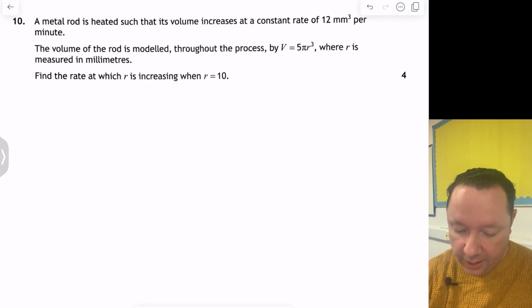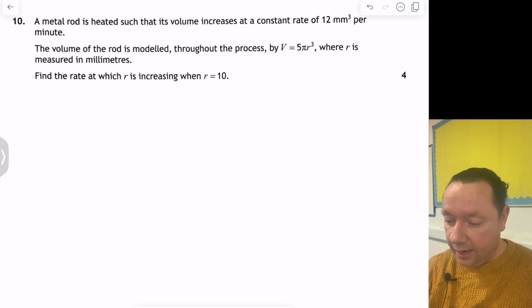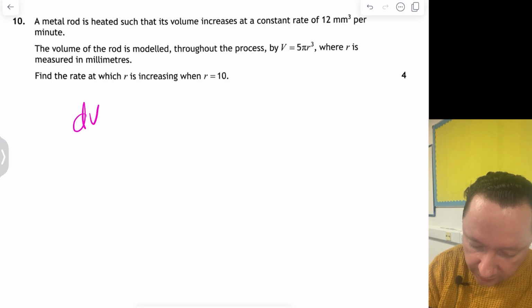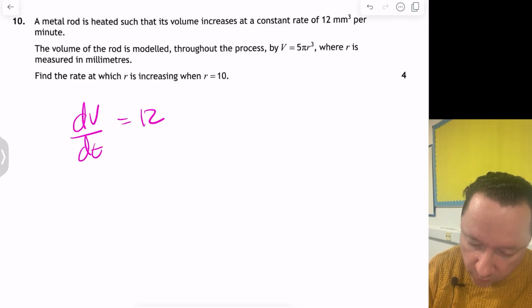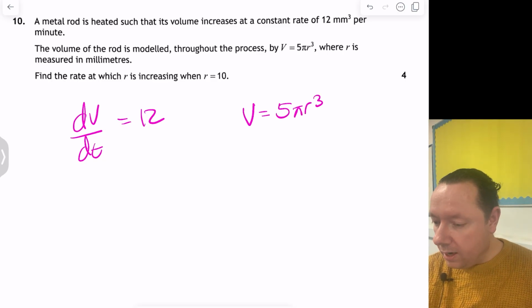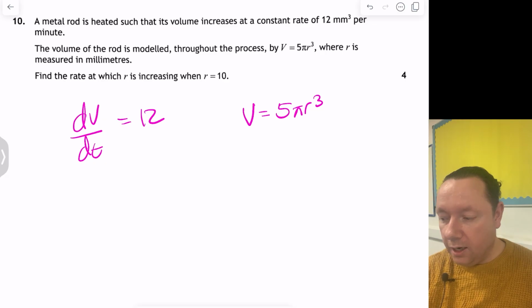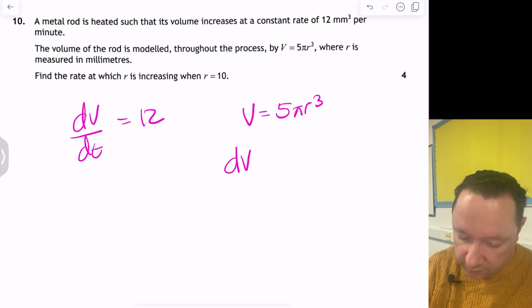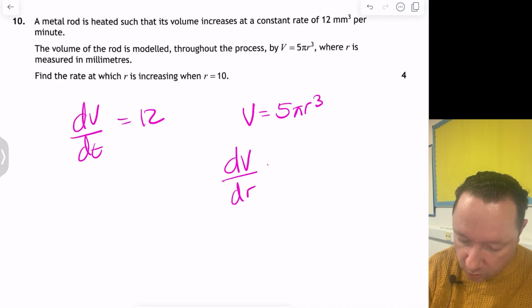Okay, so we want the rate dr by dt in the end, but we know at the moment the metal rod is heated, so its volume increases at a rate, so dv by dt, we already know, equals 12. And we already know that v equals 5 pi r cubed. So we can work out dv by dr, but we actually want to know dr by dt. But let me do dv by dr, because you can do that. dv by dr is equal to 15 pi r squared.